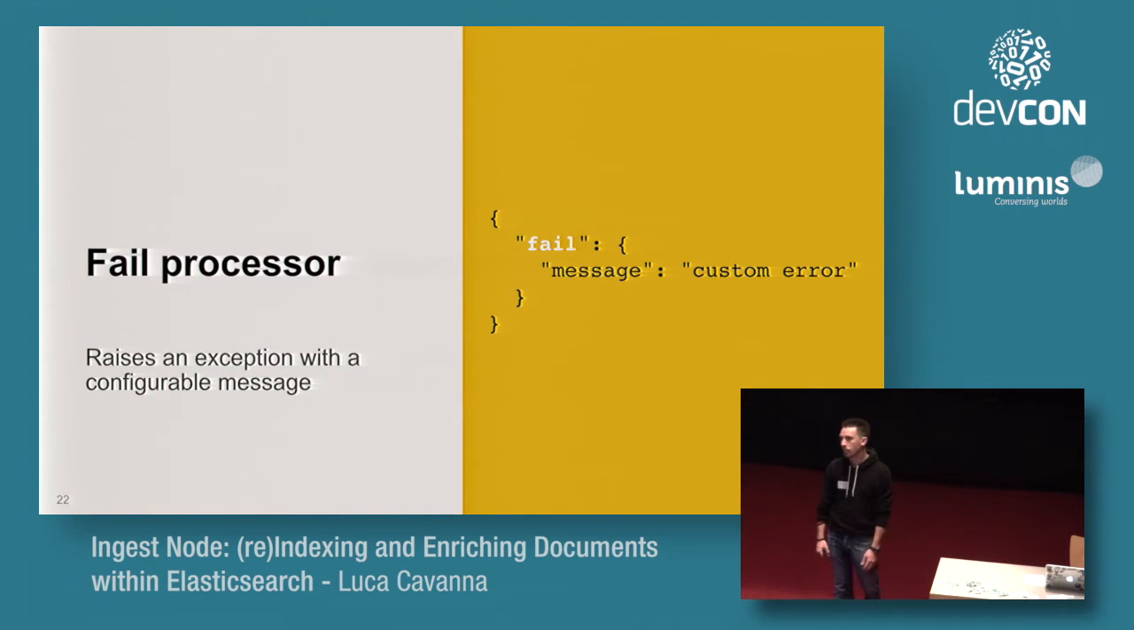Or you can make things fail, which may sound weird, but it may be useful as well. Let's say that you want to provide a custom message when things fail or make them fail explicitly, and you have a fail processor for that as well. And this ties a bit to what I'm going to explain later when it comes to handling failures. We will see that.